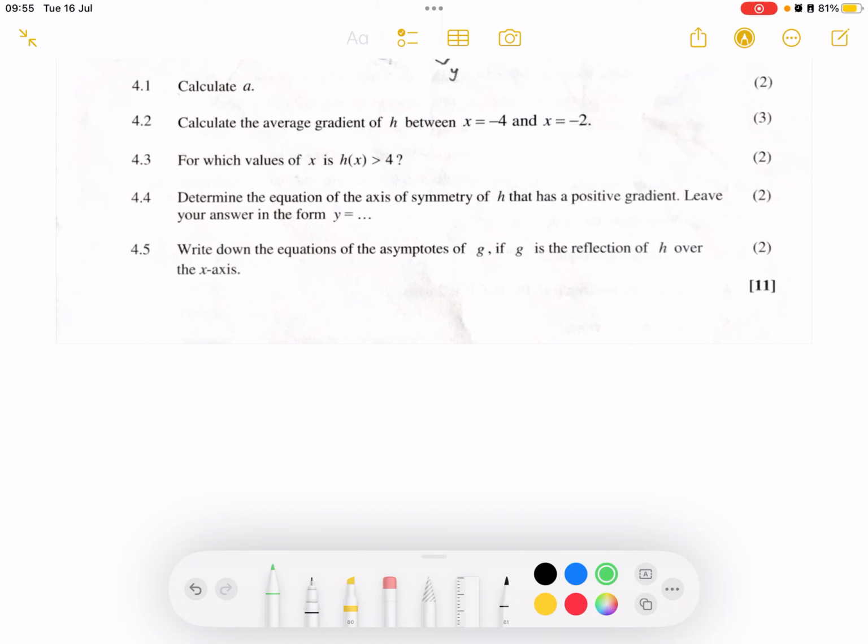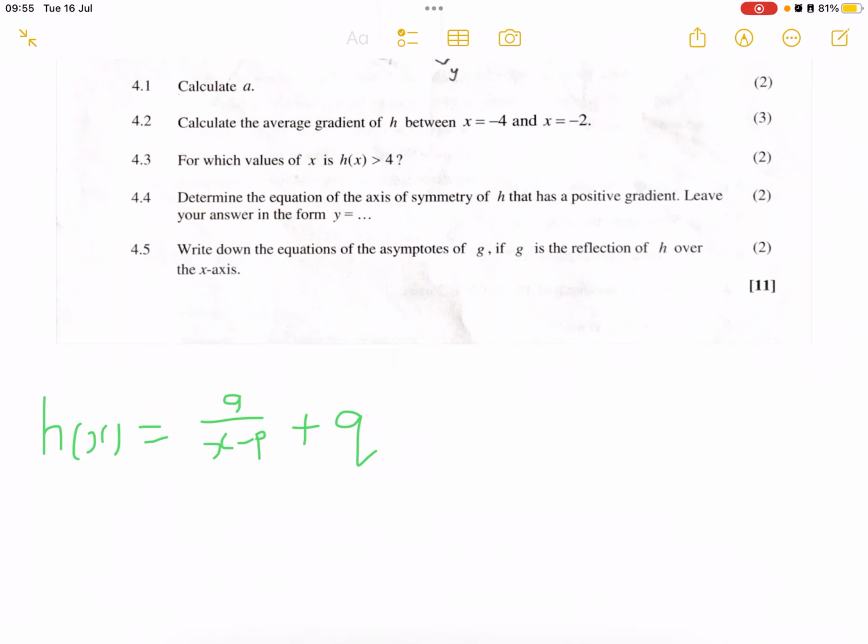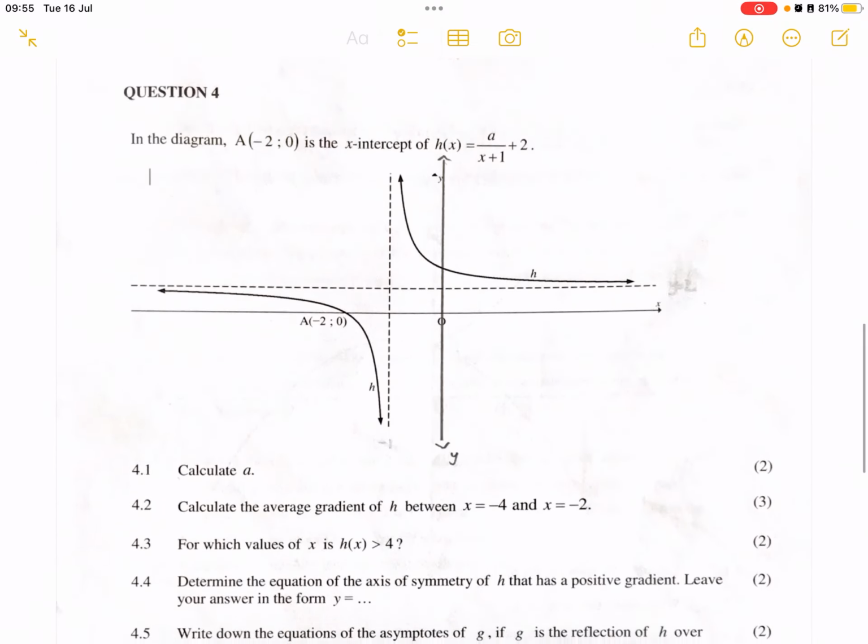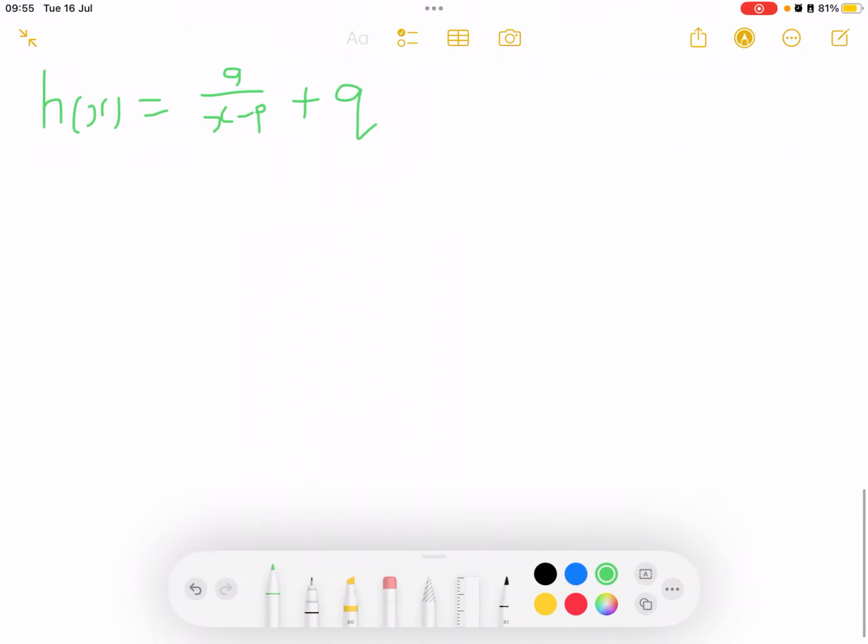You have a hyperbola, and we know that a hyperbola is a function which is given by a over x minus p plus q. And in here we are given h of x is equal to a over x plus 1 plus 2. So h of x is equal to a over x plus 1 plus 2.